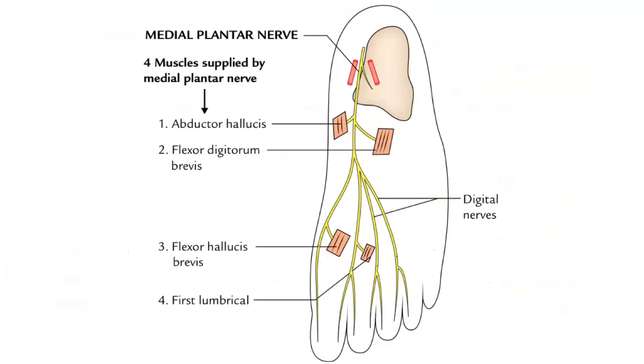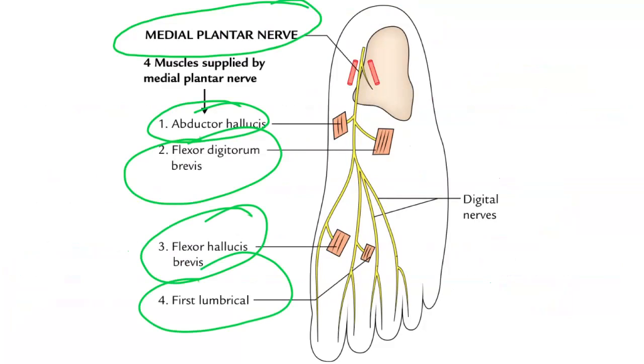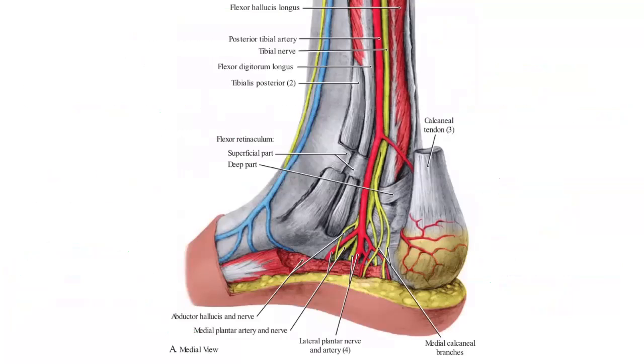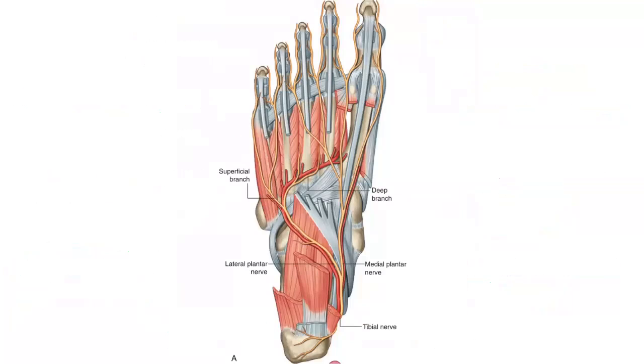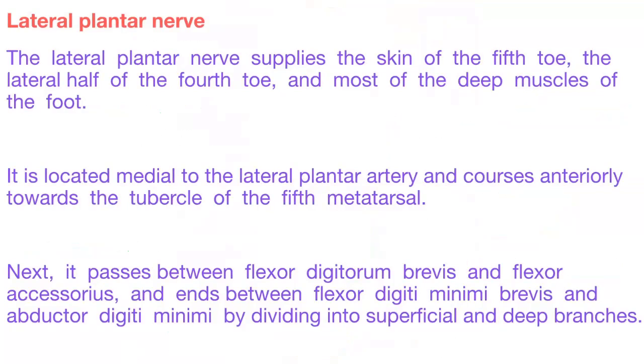So the medial plantar nerve supplies abductor hallucis, flexor digitorum brevis, flexor hallucis brevis, and first lumbrical muscles, right? You have to remember that. Okay, observe all these where it is dividing. So this is the medial plantar nerve. This is the innervation. Coming to the lateral plantar nerve now.